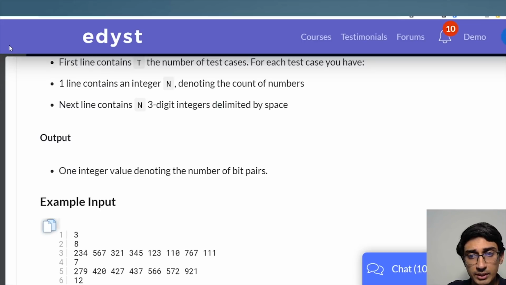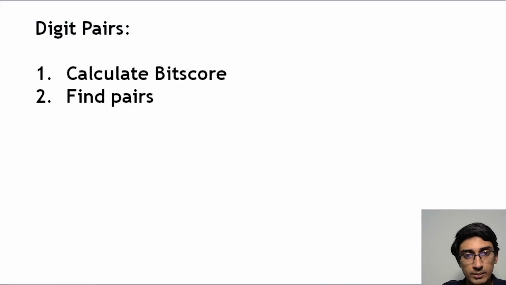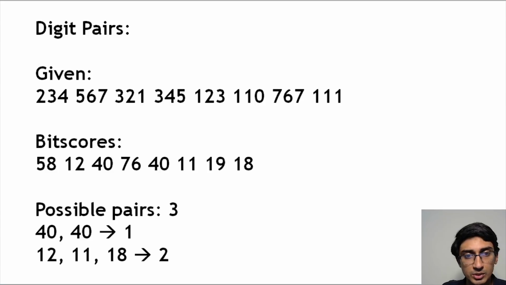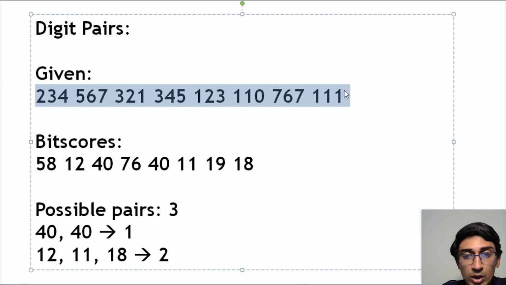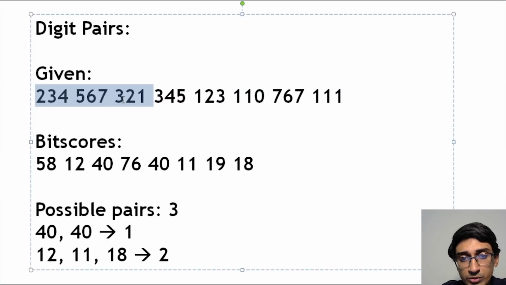So let me just pick up an example over here. Let's look at, for example, this one. You're given this as the input. Notice that all of them are 3-digit numbers, and that's what was given to us. In this case, the number of inputs is 8. So we will be told that there are 8 numbers here, and these are the 8 numbers.